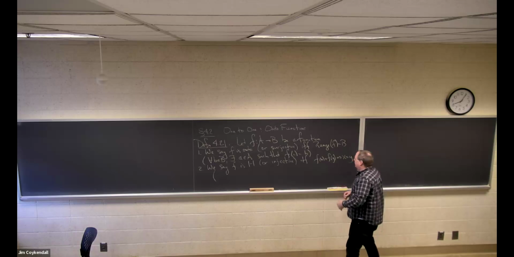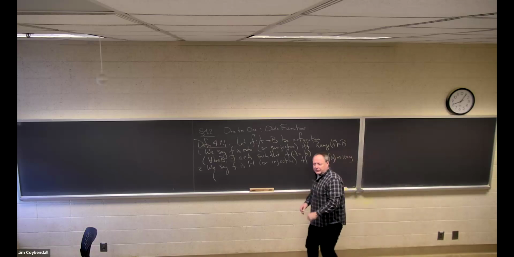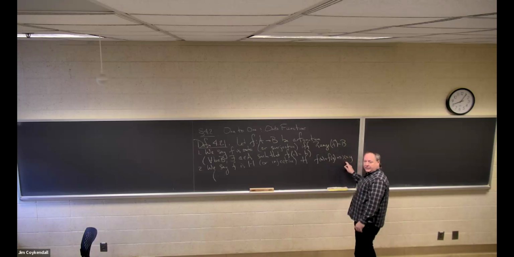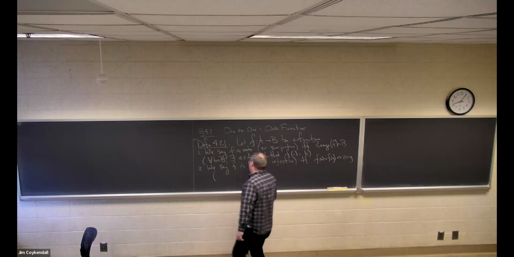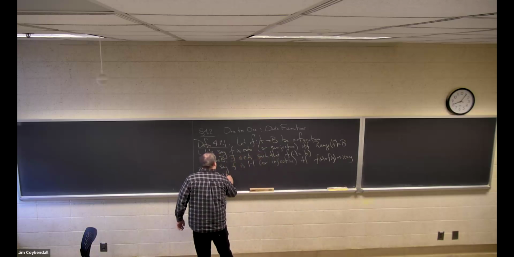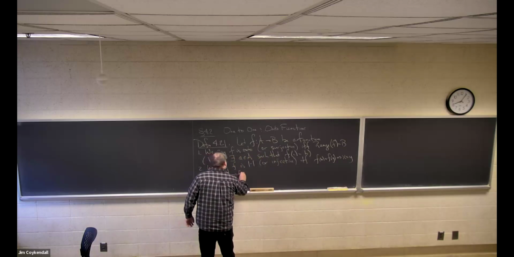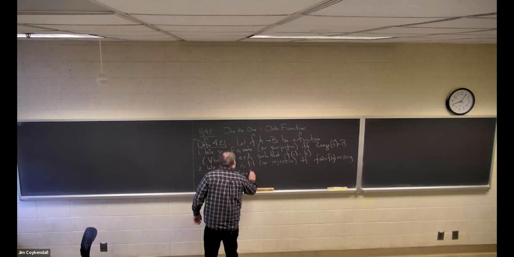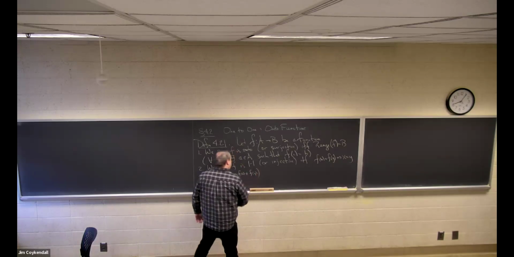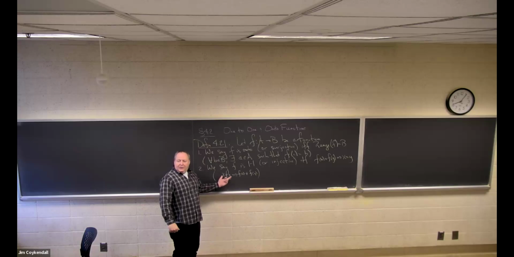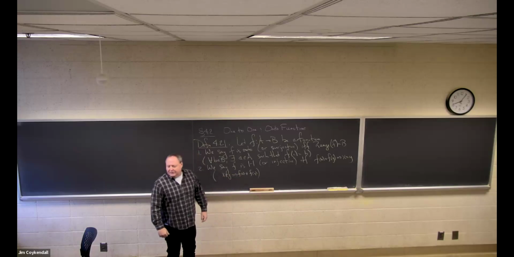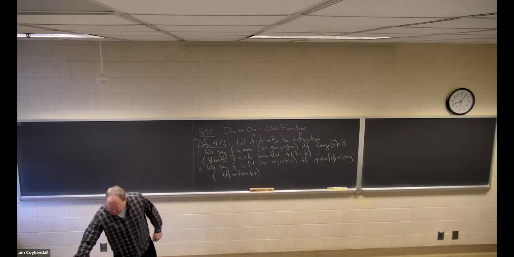But here's another way to do this. I'm going to write the contrapositive of the statement: not this implies not that. This means that two different things in the domain have to go to two different places, in a certain sense.